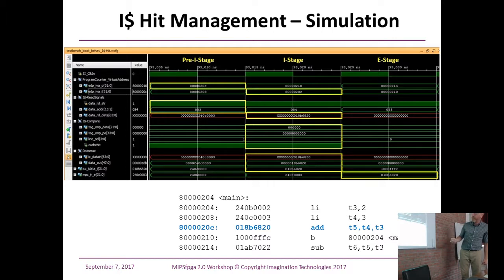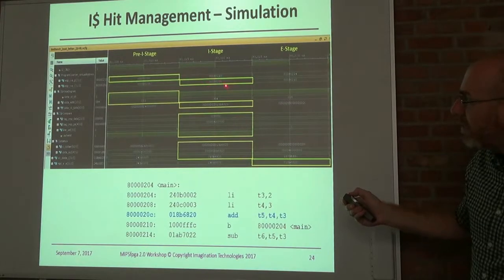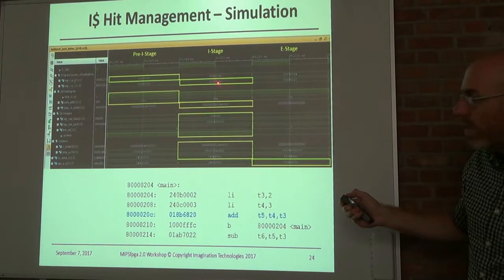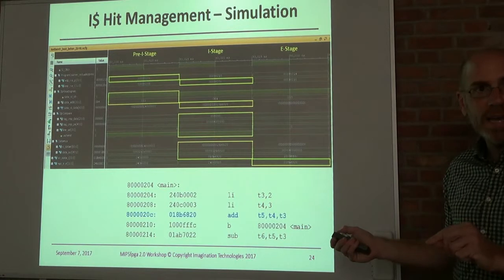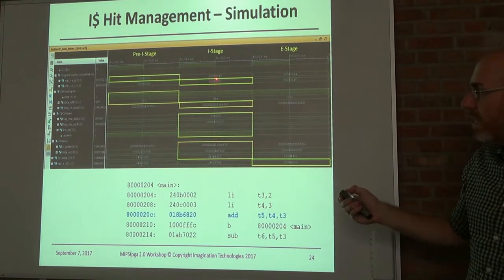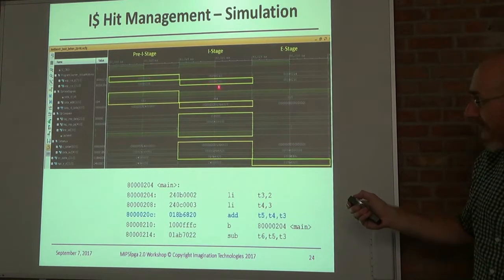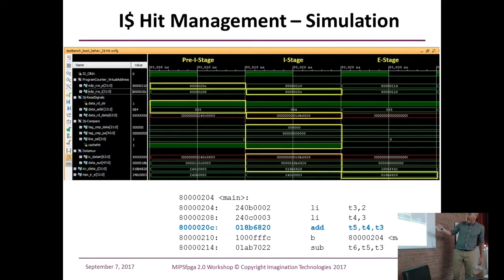Okay? 20C. That's what we have there. In the I stage, we access the cache based on this PC. It was virtually indexed, so we don't need to translate this into a physical address. We directly access the cache, and this is what we obtain. Remember, we have two ways, so we obtain two instructions.